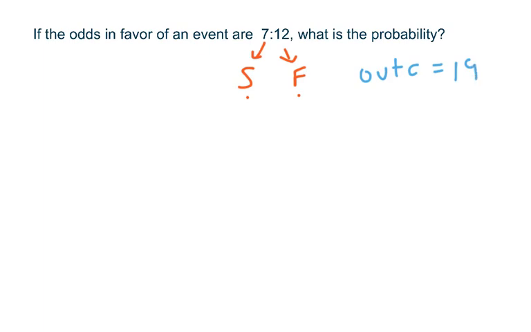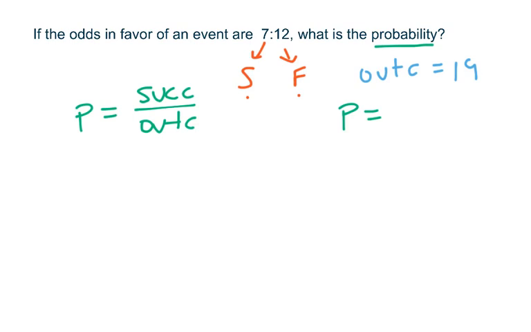And if I want to write the probability of an event, remember, probability is equal to successes over outcomes. In this particular case, my probability is going to be successes over outcomes. I have 7 successes and I have 19 outcomes, so the probability of this event will be 7 out of 19.